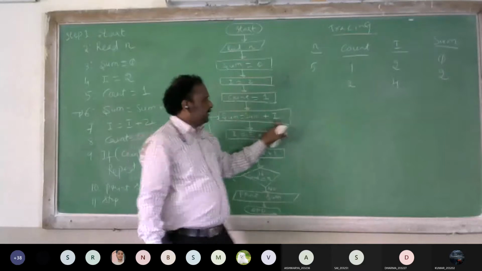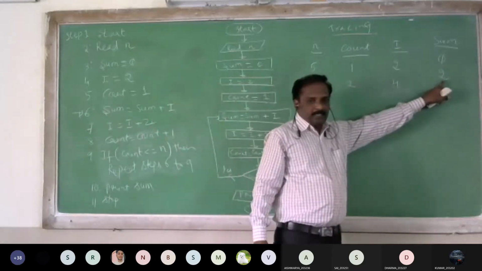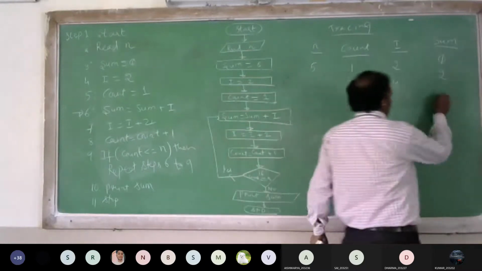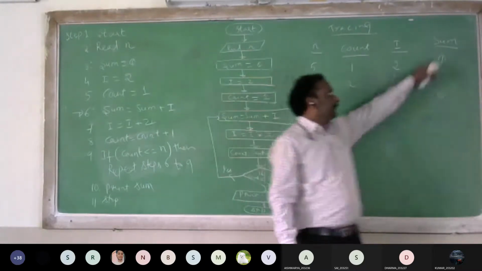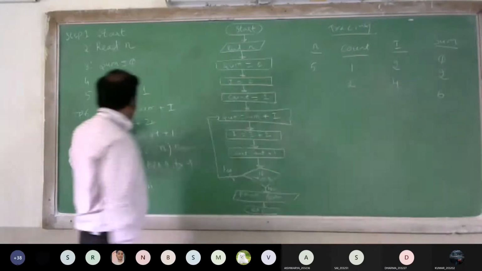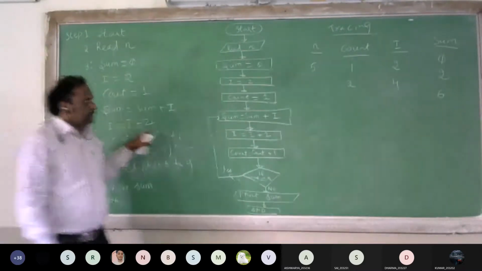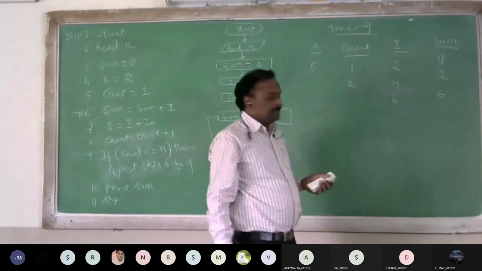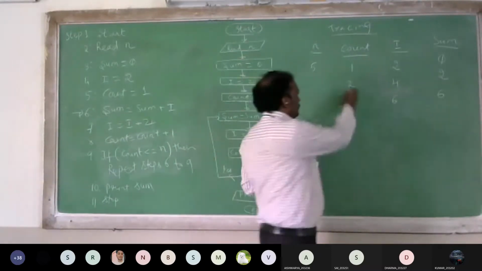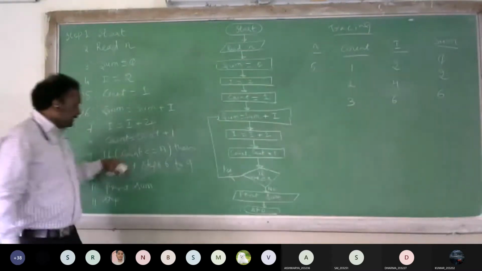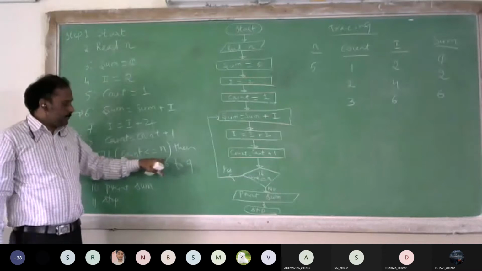So, you have got the second even number, then add that number. Sum is equal to sum plus I. What is the current value of sum? Sum is 2. 2 plus 4, 6. Again store in sum. Next, get the next even number. 4 plus 2 is 6. Count is equal to count plus 1 because this is the third even number. Now after getting the third even number, check whether count is less than or equal to n.